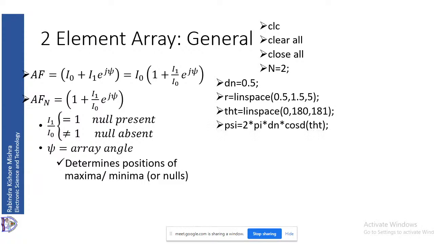Then psi is equal to 2 pi dn into cos theta. That expression, you know what the value of psi is. Psi is equal to 2 pi d into cos theta. Now you can see here I am writing cosd theta, which means in terms of degrees. If you write only cos theta, then it is in terms of radians. So it is cosd theta because I have taken theta in terms of degrees, 0 to 180 degrees.